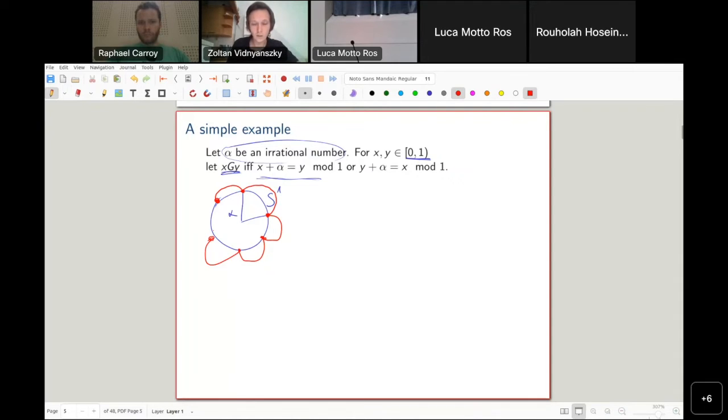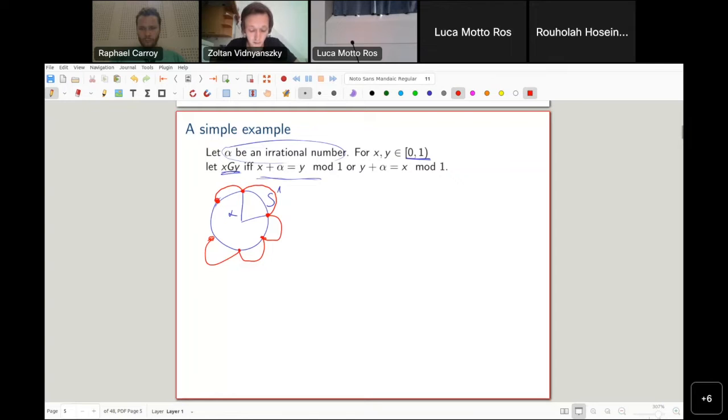Note also, and this is an easy exercise to check, that if you take any point and iterate this irrational angle rotation, then the set which you get is going to be dense on the circle. It is not very hard to show.